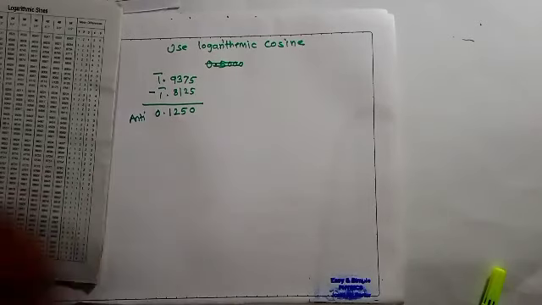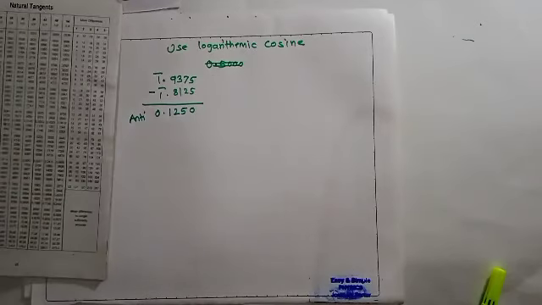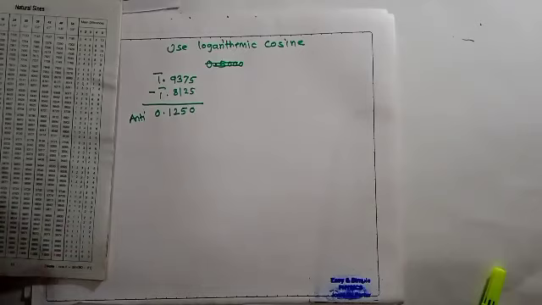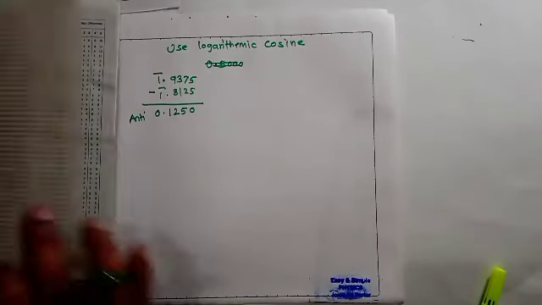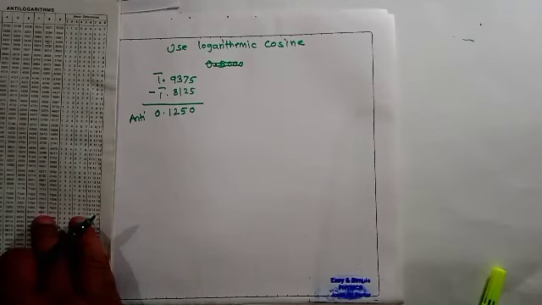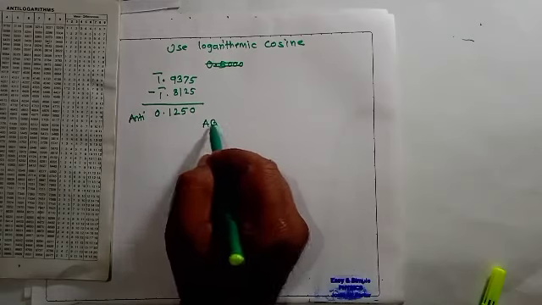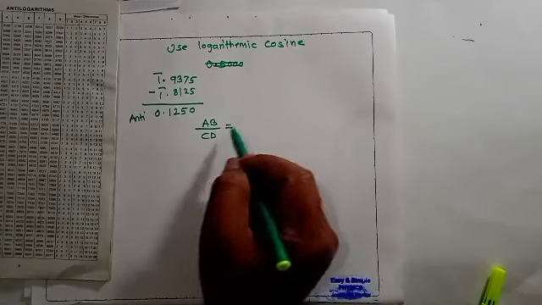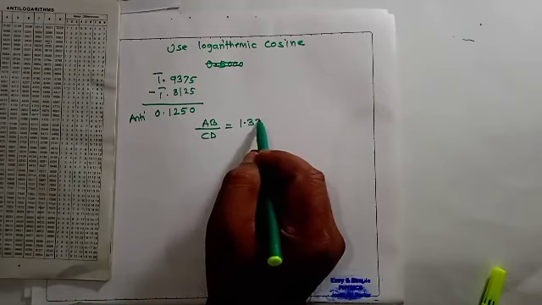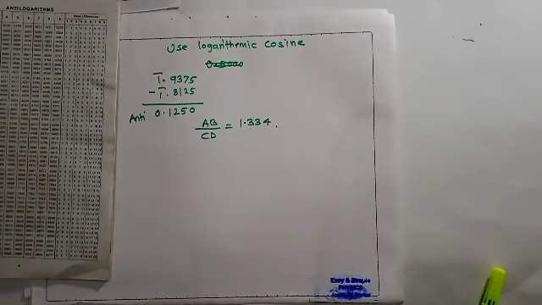Take its antilog. By taking antilog of 0.1250, it will be 1.334. So AB divided by CD is equal to 1.334. That is the answer for the given question, which is the ratio of the incident wavefront to the refracted wavefront of a beam.